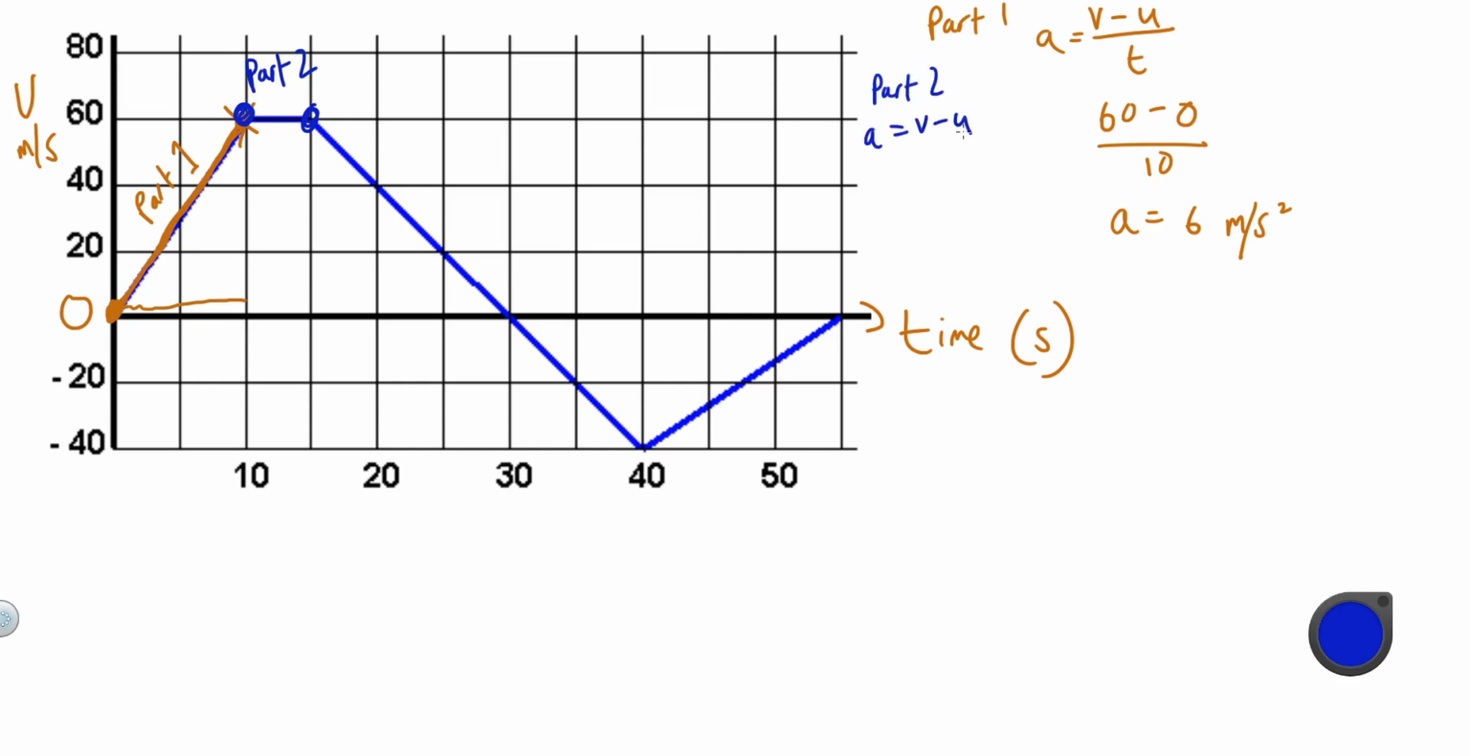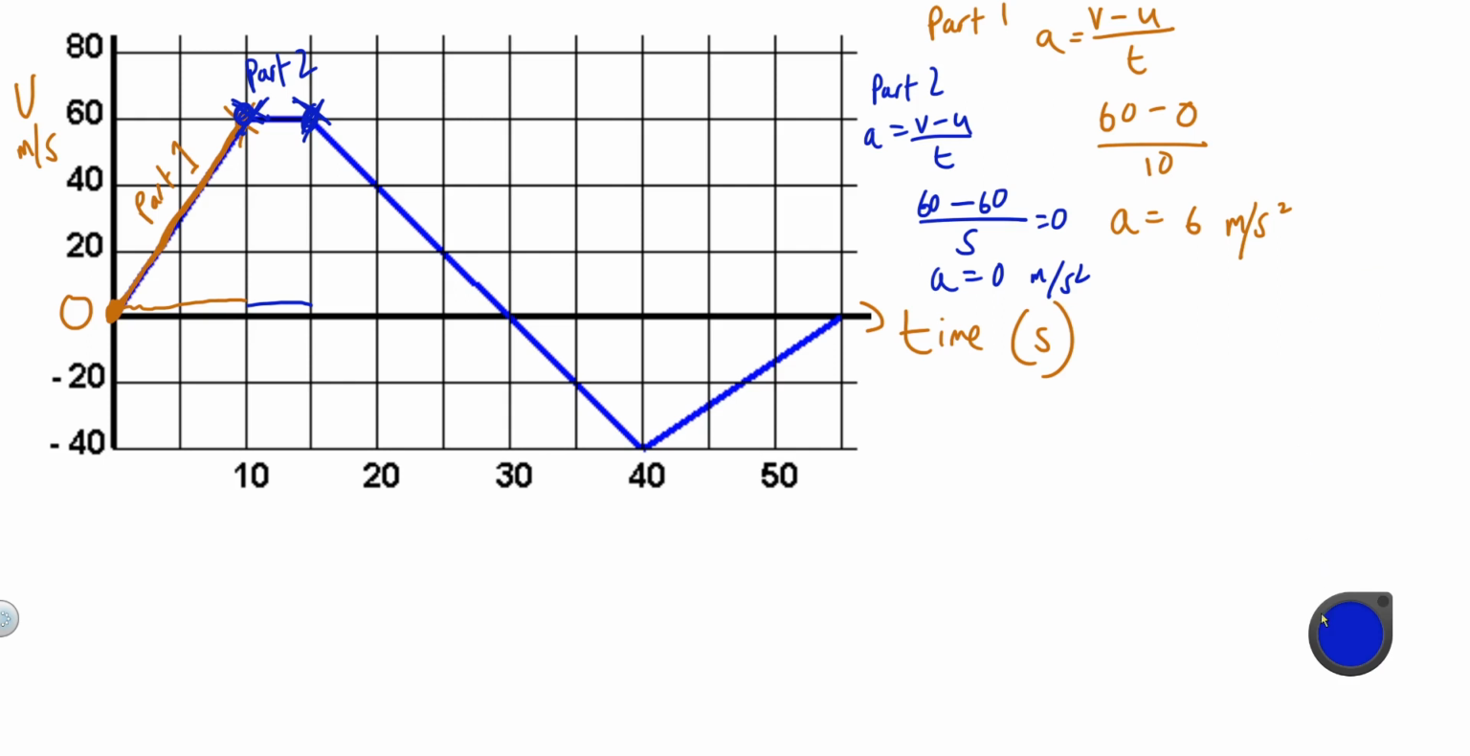Acceleration is v minus u divided by t as usual. Final velocity there is 60, and the initial velocity for this part of the journey is also 60. The time taken to get from this point to this point is 5 seconds. So 60 taken from 60 is 0, 0 divided by 5 is 0. So the acceleration is 0 meters per second squared. There's no acceleration. The gradient is obviously 0.